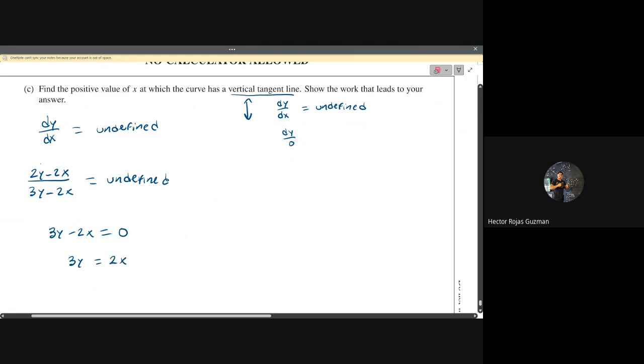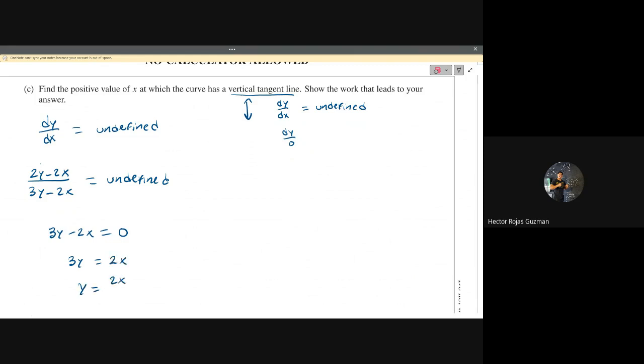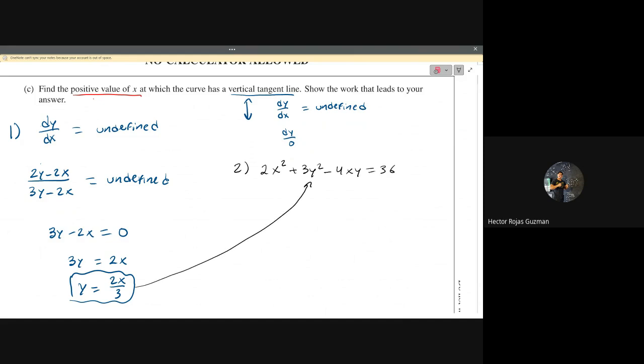Now I just solve, and I get y equals 2x over 3. Now this isn't an answer, right? Because I'm supposed to find a positive value for x that makes the slope undefined. Well, now that I already have an expression for y, I'm going to go back to the original function, which is 2x squared plus 3y squared minus 4xy equals 36, and substitute it. This is going to create an equation in terms of x, and I'm going to be able to solve for x.